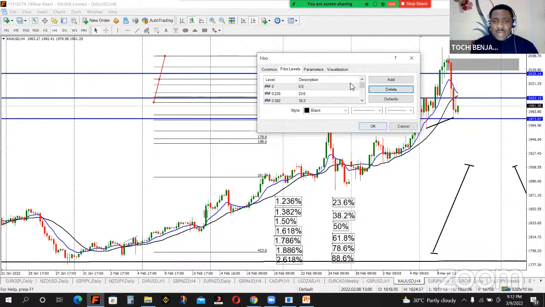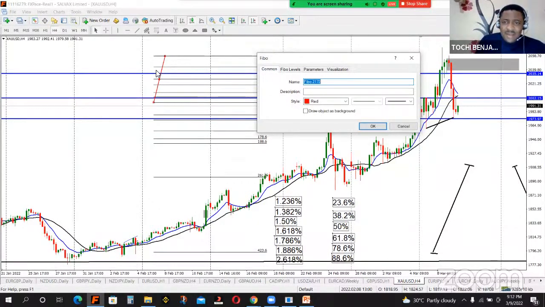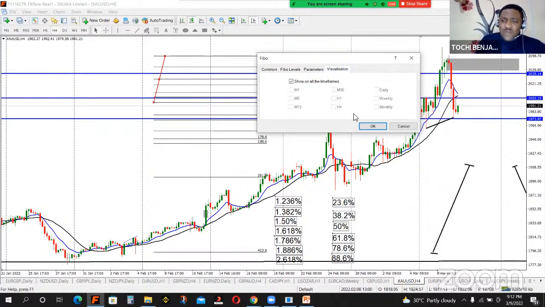Okay, so once you're done with that, this is your style, this arrow, this line, this Fibonacci line, which I said is a support and resistance line. Once you have put it, if you want to change the color to red, it doesn't matter. The color doesn't do anything to us. You decide which color you want based on the background of your chart. Parameters, don't touch anything in parameters. Visualization, leave it on all time frames. What you just need to do is click OK. Once you click OK, it is there on your chart.